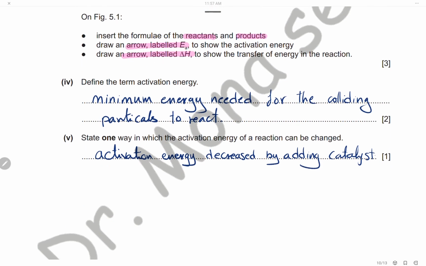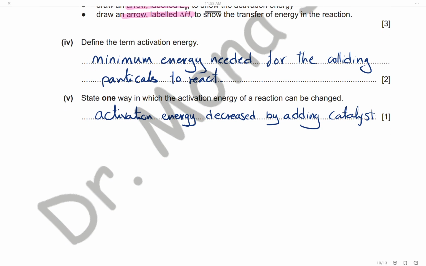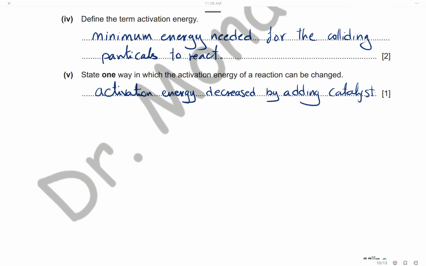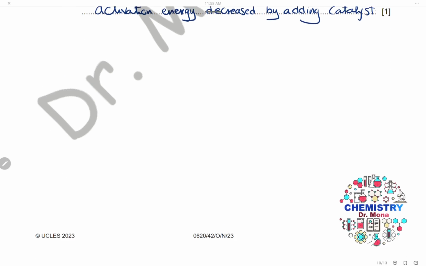Define the term activation energy. Activation energy is the minimum energy needed for the particles to collide and react. State one way in which the activation energy of the reaction can change. We can lower the activation energy by adding a catalyst. So one way to change the activation energy is adding a catalyst.